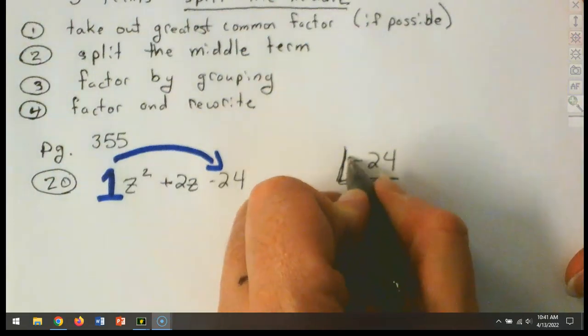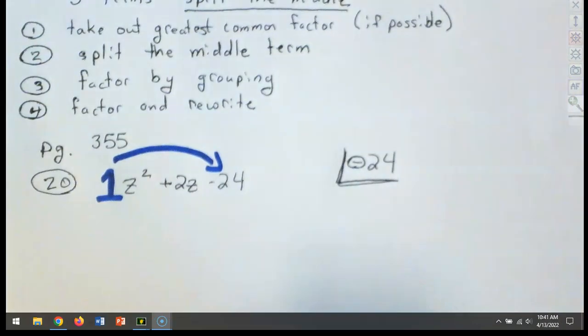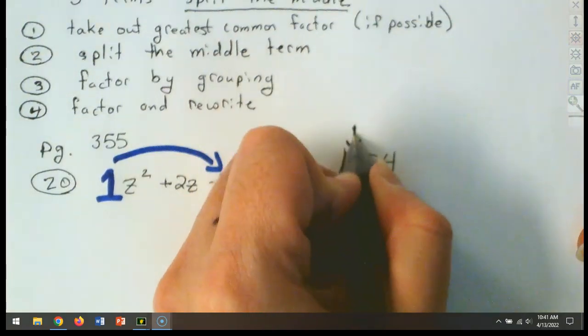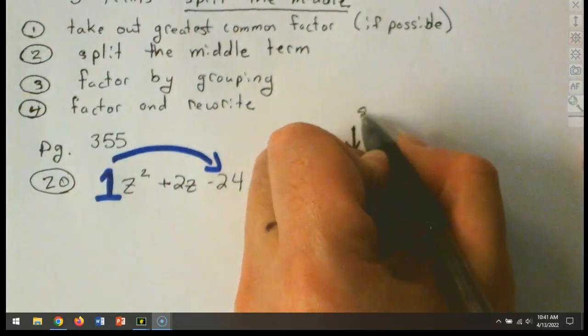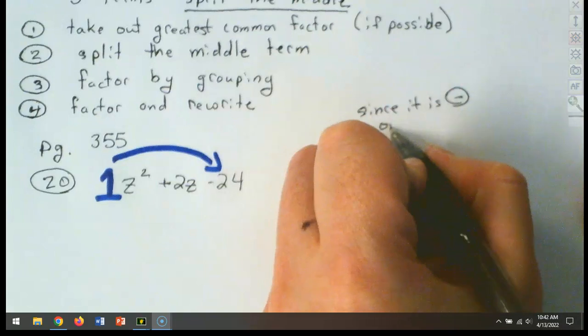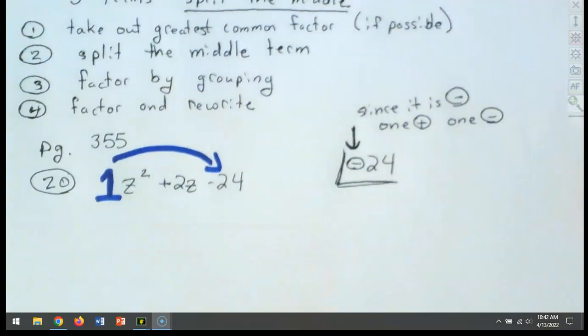So we know the number inside the box is negative. So we need two numbers that multiply together to get negative. How can you get two numbers that multiply together to get negative? Well, if you have two negative numbers, what do they come out to be when you multiply them together? Positive. Okay, we don't want positive, we want a negative. So since this is negative, you're going to have one positive and one negative. Okay? If it was positive, they would be the same.